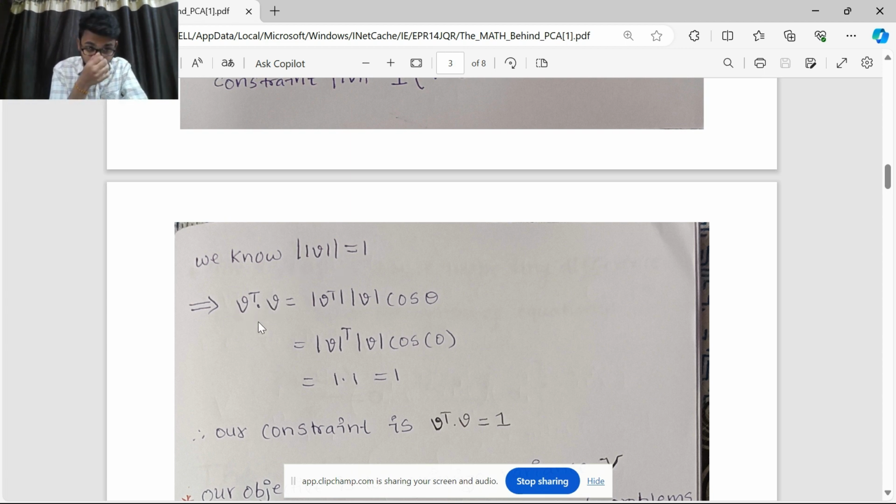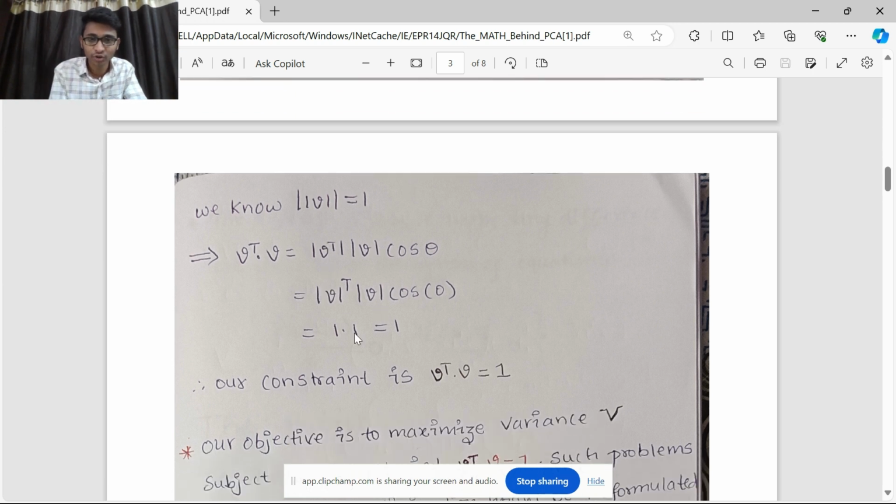Now let's expand. I'm trying to find the dot product of V transpose into V. What will it be? Modulus of V into modulus of V. I hope you know the formula for the dot product: A dot B is equal to modulus of A, modulus of B, into cos theta, the angle between A and B. Because these are the same vectors, theta will be 0. And modulus of V transpose is equal to modulus of V. And modulus of V is 1, we know, because it is a unit vector, and we got this as 1. Now our constraint is V transpose into V equals 1.